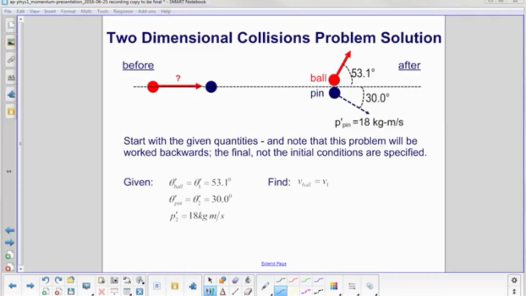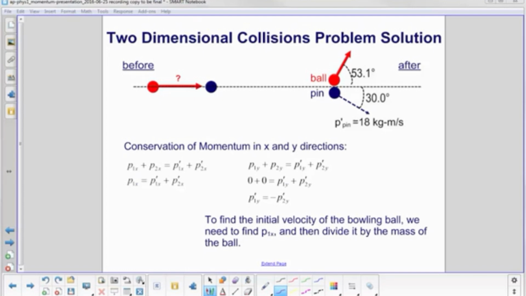Start with listing the given quantities. And that's what we have here. Theta prime ball, and we're going to rename that theta 1. Just again, instead of writing ball all the time, we'll just write 1, is 53.1 degrees. Theta prime pin, and we'll rename the pin object 2. Its theta is 30 degrees, and P2 prime is 18 kilogram meters per second. I'm not going to worry about negative or positive here because we're going to take advantage of the sketches and figure out which way the velocities and momentums are. And we want to find all the way over here the velocity of the ball, which we will call V1.